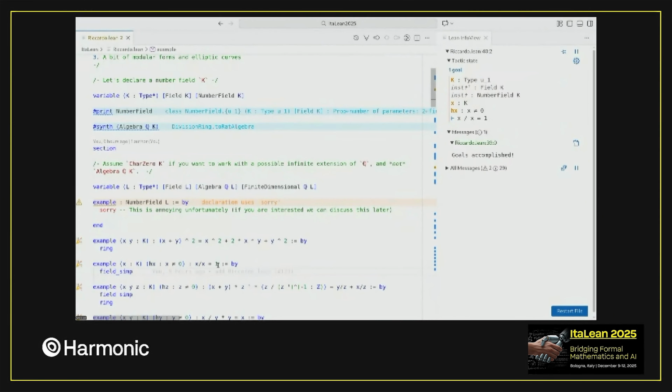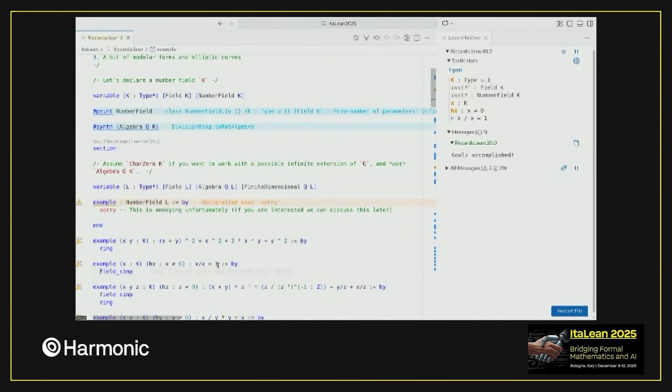Let me say that these slides are already in the Italian repo, so you can follow them live if you want, and you can play with my examples live if you want. So if you try ring, you will see that ring doesn't work, essentially because ring is not meant to be used with divisions. So if you have divisions, ring will probably not close your goal. Maybe yes, but usually no.